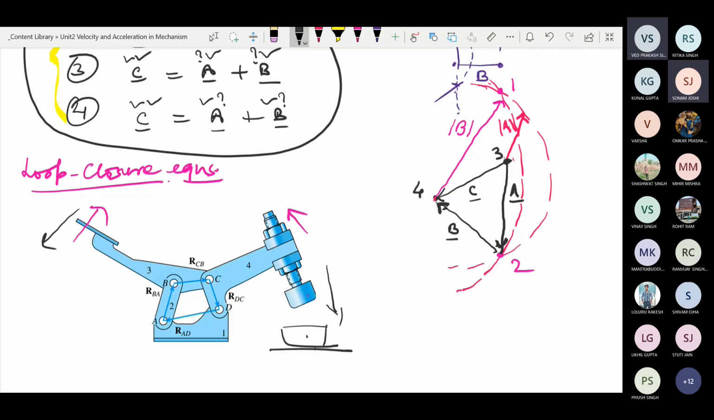The links are already shown here. Okay. Link number 1, that is the base part. Link number 2 is another one. Link number 3 is here where you are applying the force. This one is link number 3. And the link number 4 is what? The clamping part. Okay.